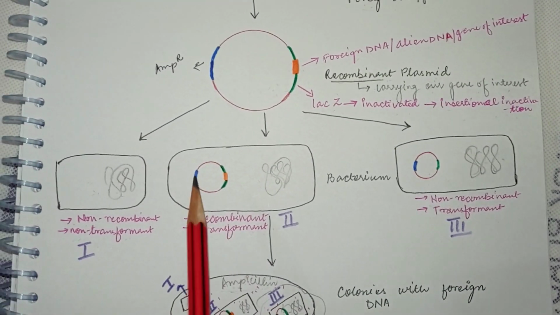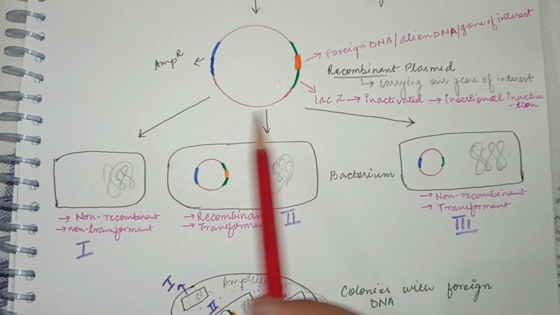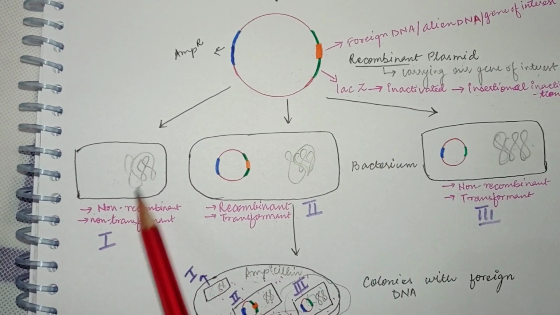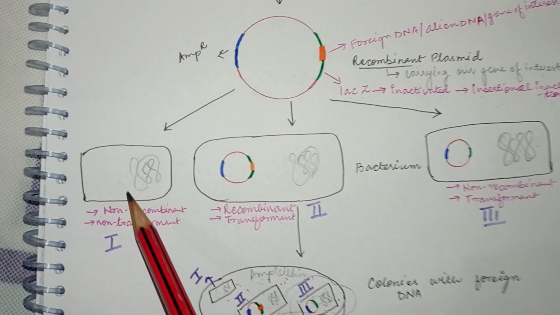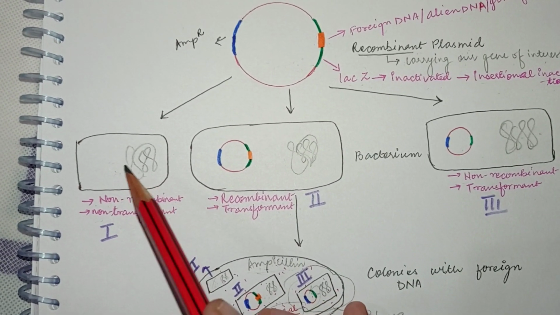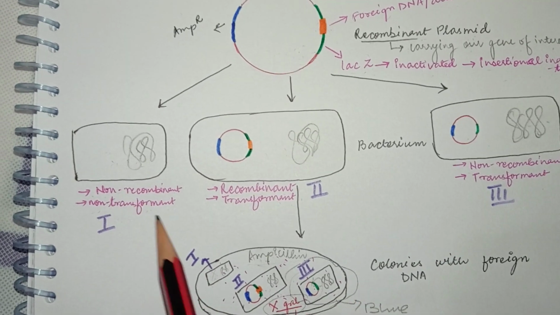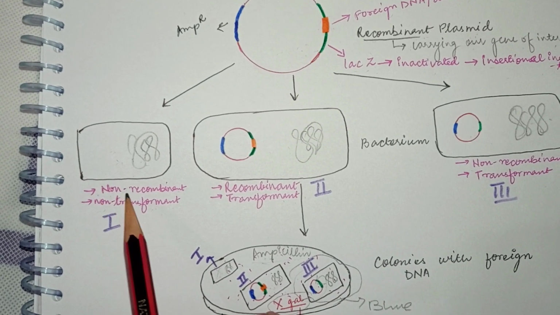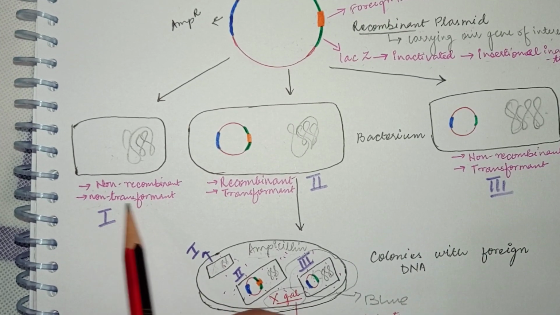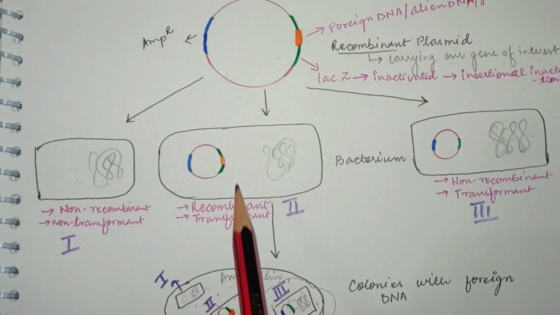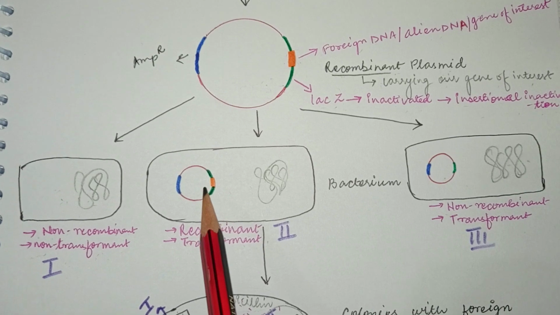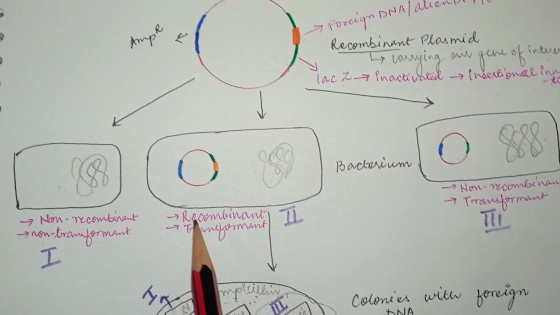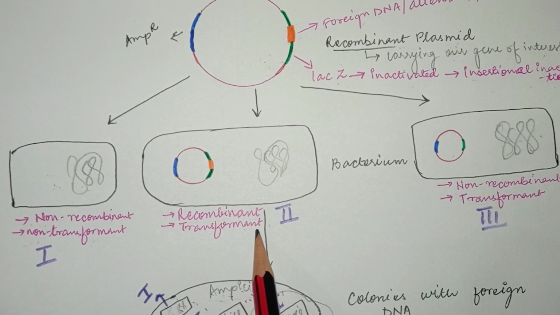So let's add our recombinant plasmid into the first bacteria. We tried to add our recombinant plasmid into our first bacteria, but it doesn't get transferred into it. So this bacteria is non-recombinant and non-transformant. In the second bacteria, we successfully added our recombinant plasmid, so it becomes recombinant as well as transformant.